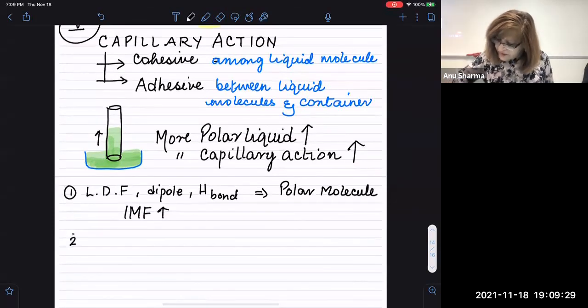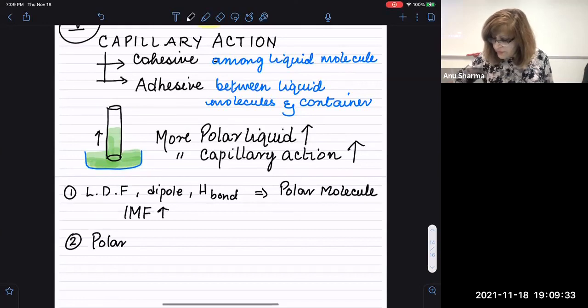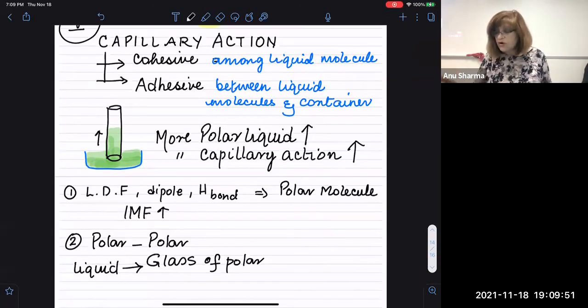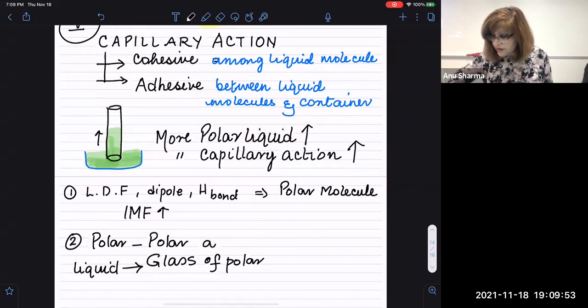Besides that, think about it. Remember, like dissolves like. So polar and polar stick to each other. Glass of the capillary is polar, and the liquid is polar. So this liquid that is polar is going to stick to the glass strongly. Okay, so polar and polar attract.